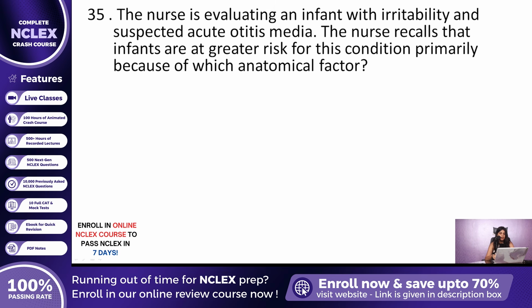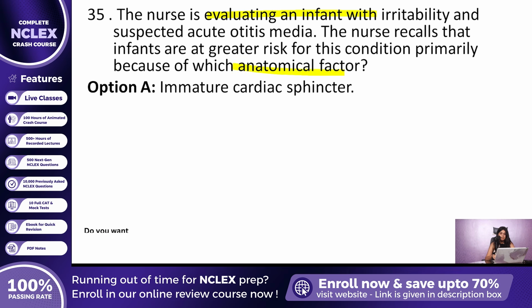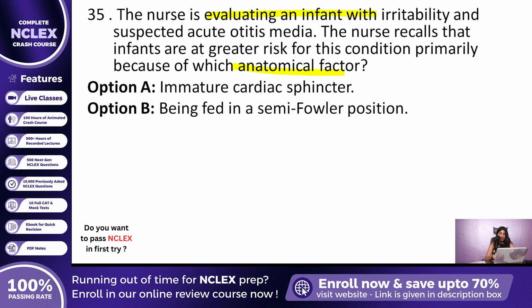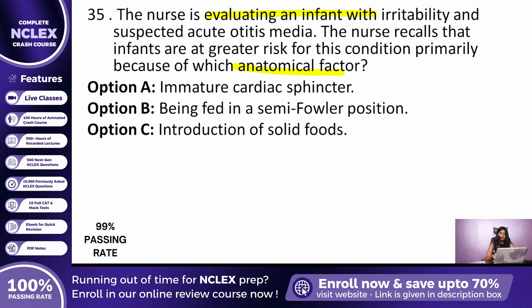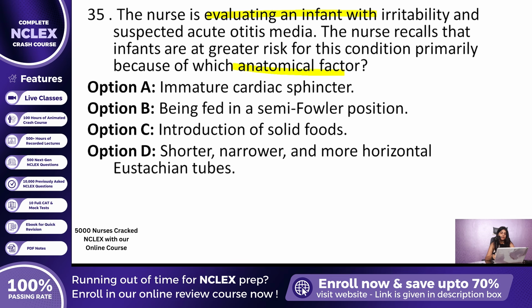The nurse is evaluating an infant with irritability and suspected acute otitis media. The nurse recalls that infants are at greater risk for this condition primarily because of which anatomical factor? The options are option A, immature cardiac sphincter. Option B, being fed in a semi-fowler position. Option C, introduction of solid foods. Option D, shorter, narrower, and more horizontal eustachian tubes.